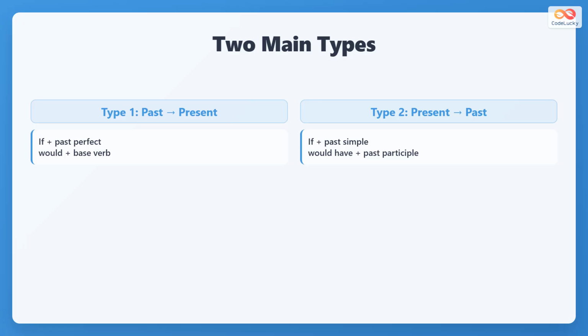Type 1 uses past perfect in the if clause and would plus base verb in the main clause. This talks about past actions affecting present results. Type 2 uses past simple in the if clause and would have plus past participle in the main clause. This talks about present situations affecting past results.